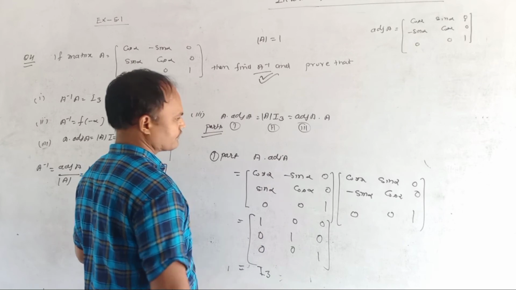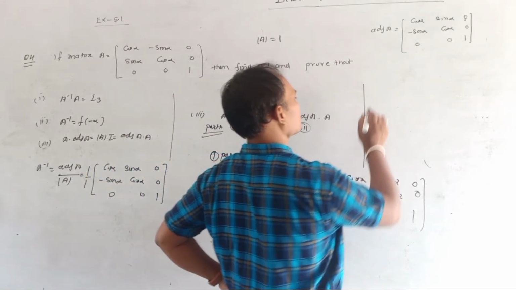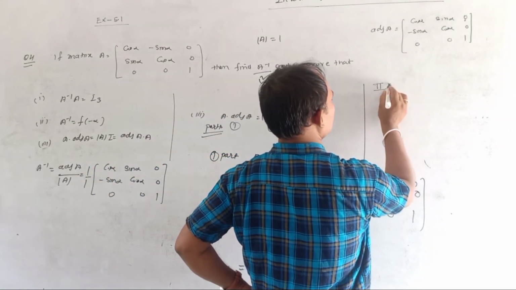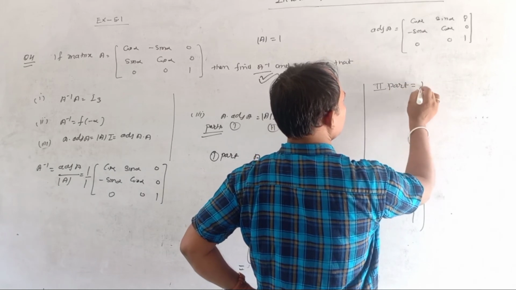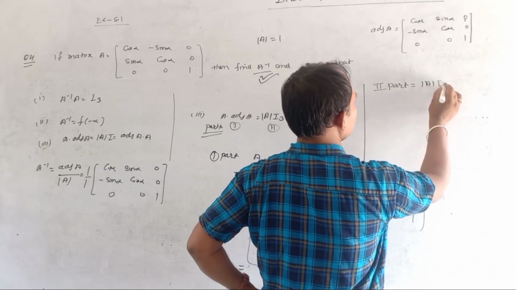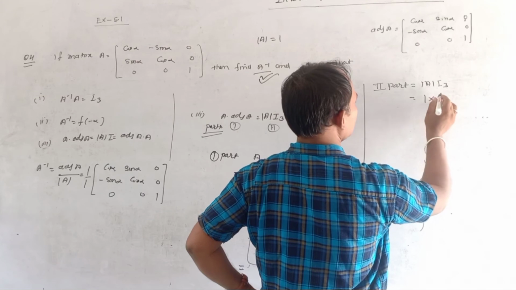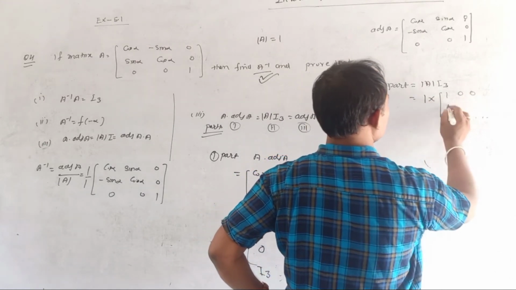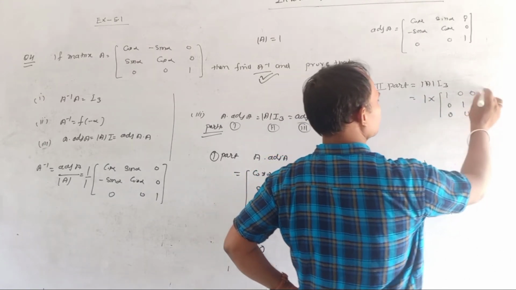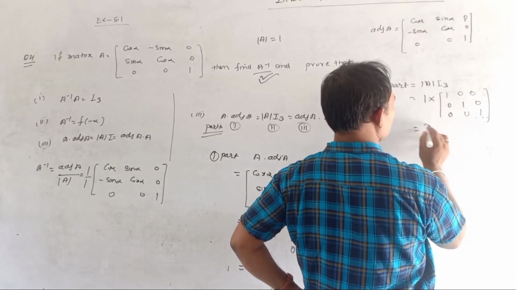Now we are going to solve the second part. The second part is determinant of A into I3. Determinant of A is 1, so it gives 1, 0, 0, 0, 1, 0, 0, 0, 1. So we can say that it is I3.